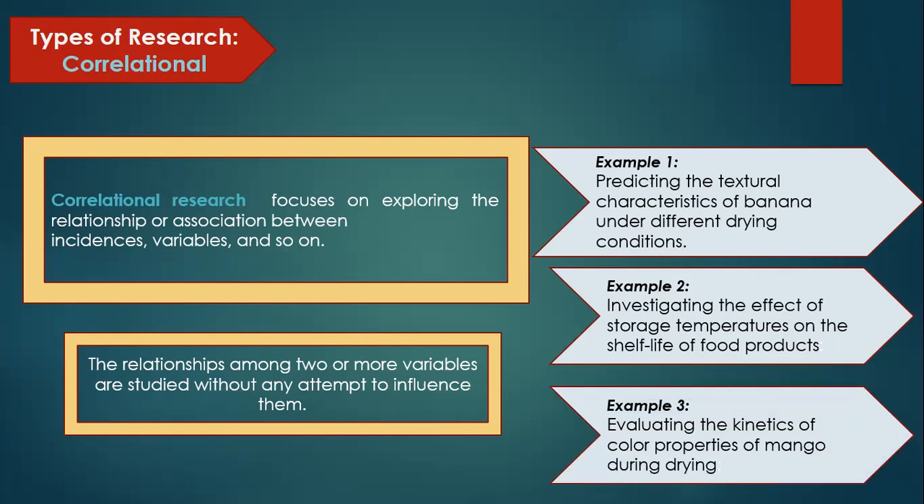Another example, you want to evaluate the kinetics or the changes of color properties of mango during drying. So you have a set of variables of color properties, like lightness, greenness, redness, yellowness, and then you want to get the changes of that under different drying methods, right? So you have a group of variables in terms of storage, and then a group of variables in terms of drying. So you want to correlate, you want to get their relationship, and then see the trends: is it positively related, negatively related, or there's no relationship at all. So it's correlation research. When you say correlation research, it's just a relationship of identified variables or identified parameters.